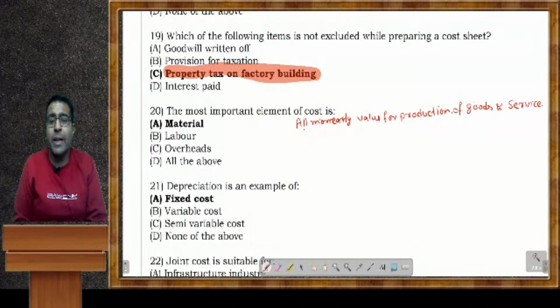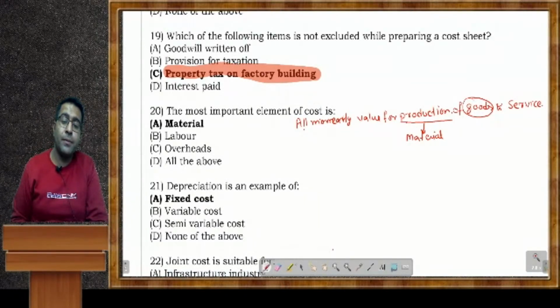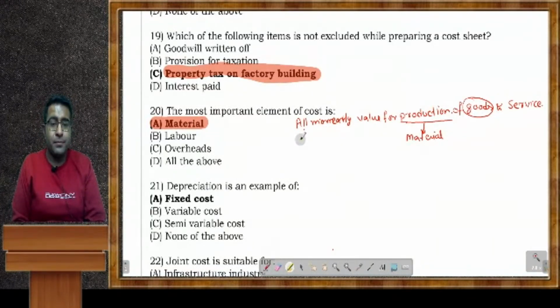If we are producing any type of goods, or for procurement of any type of goods, we need material. So the most important element of cost is material. If there is no material, then no production can be done.